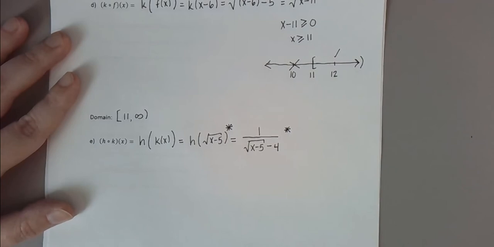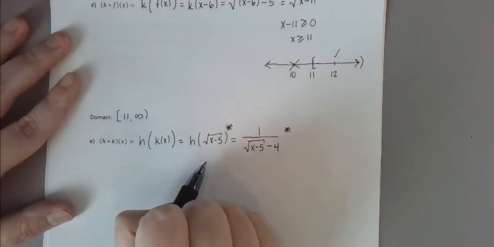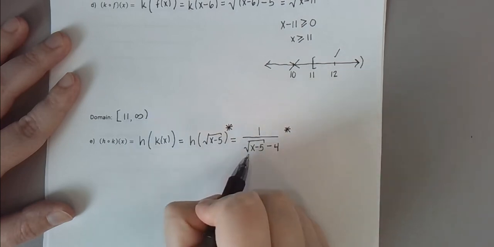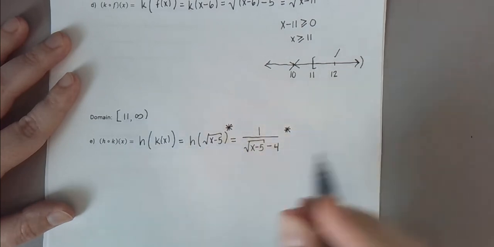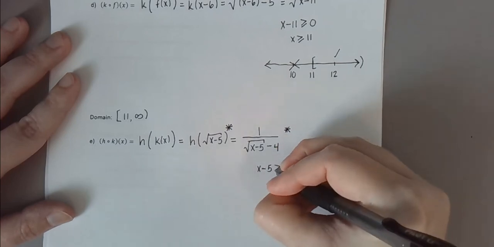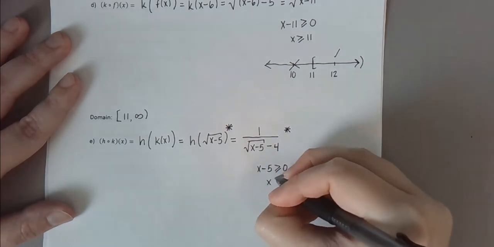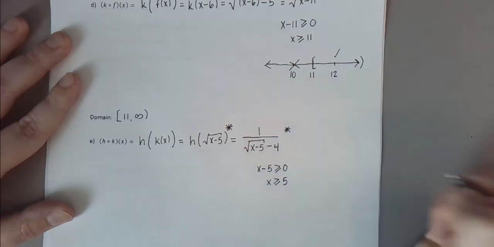Now let's start with the radical portion. That's going to eliminate more potential inputs than we'll get from just dealing with the denominator. So square root of x minus 5. We know that x minus 5, our radicand, must be greater than or equal to 0, which means x has to be greater than or equal to 5.